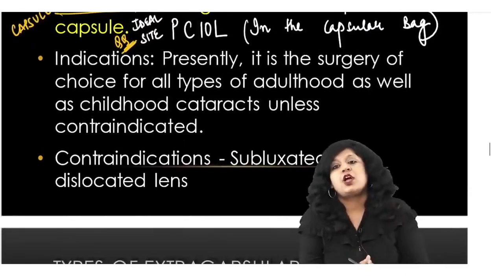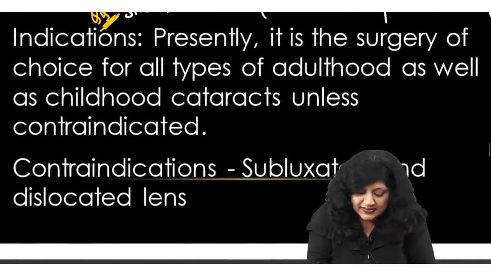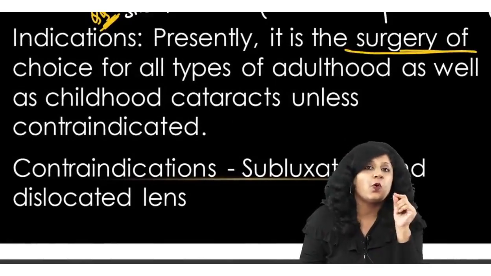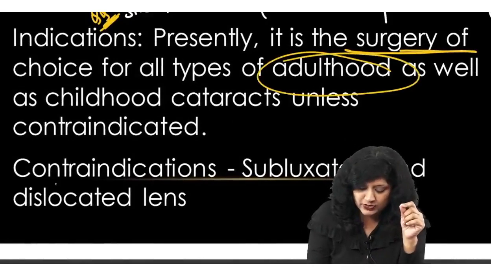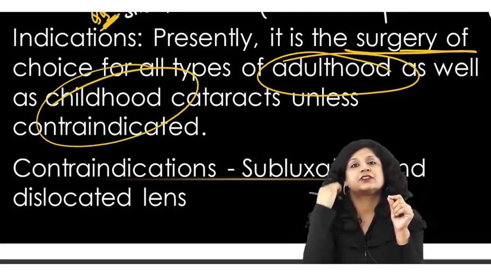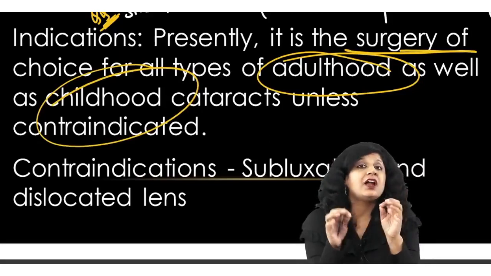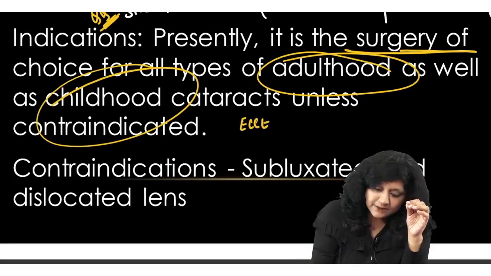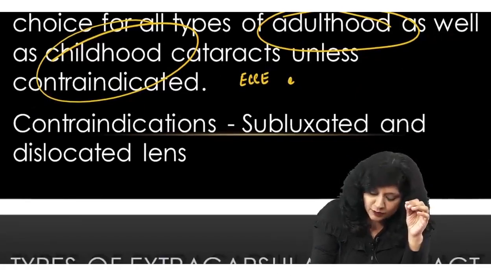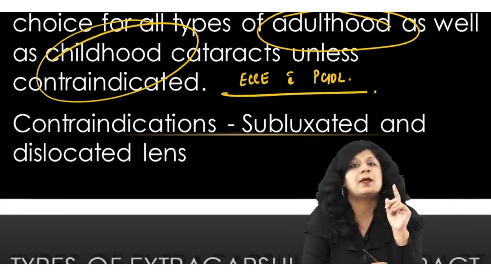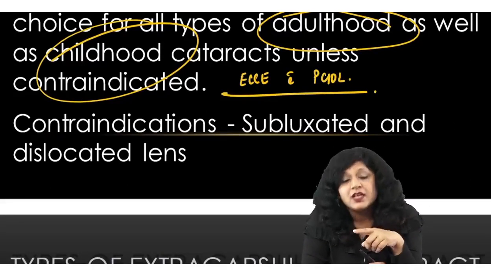Now, if I talk about the indications, presently it is the surgery of choice for all types of adulthood as well as childhood cataract. Unless and until it is contraindicated, we are doing ECCE. This is called ECCE with PCIOL implantation. So, what we are doing nowadays is ECCE with the PCIOL implantation.